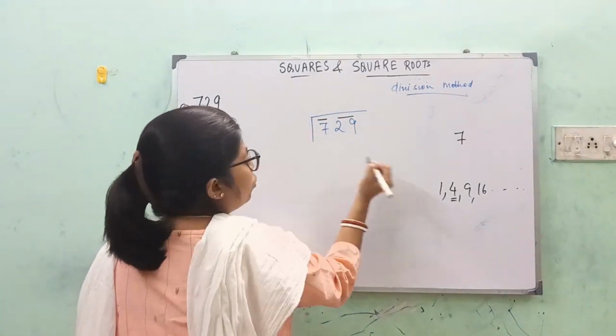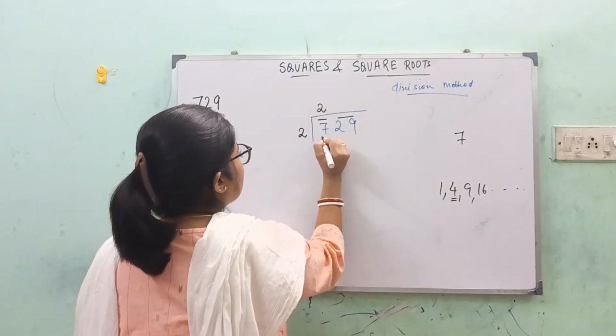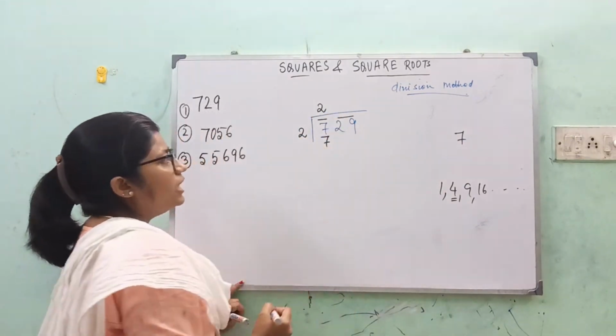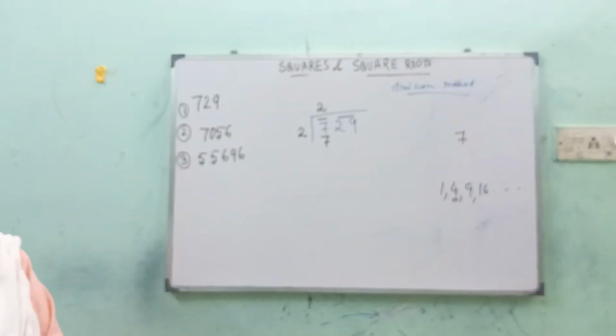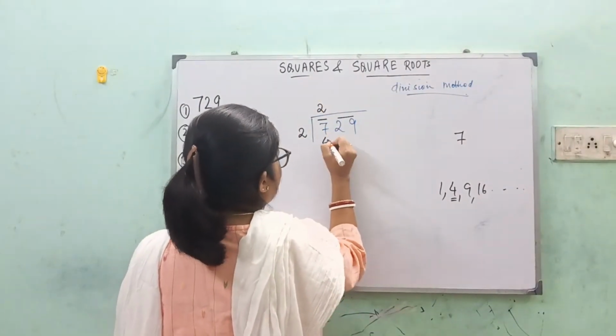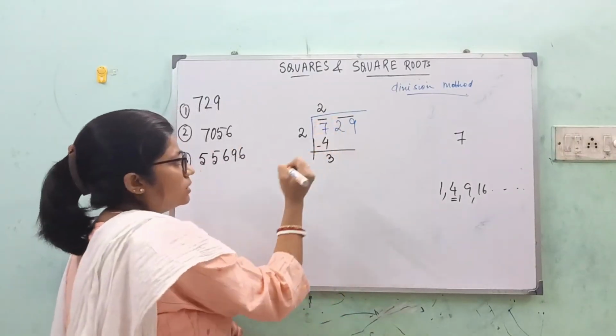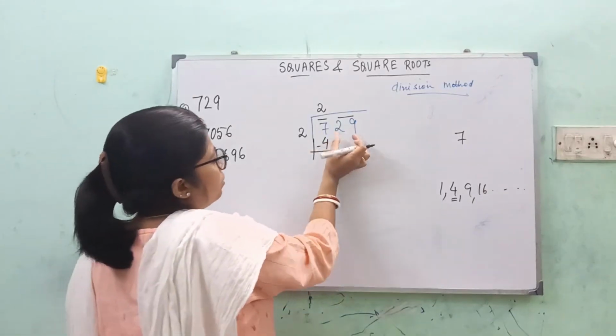So how do we obtain the 4? 2 2s are 4. Above each pair you will write its quotient. So 2 2s are 4, not 7, 4. Now take the subtraction, we get 3. Now you will bring down the next period.